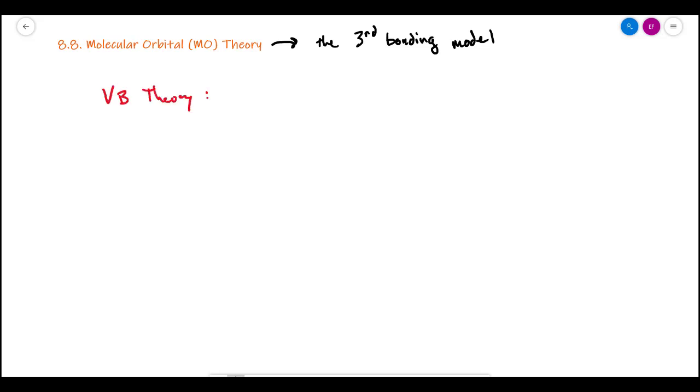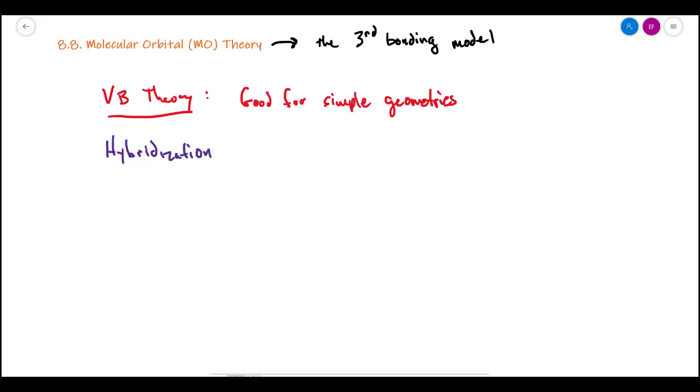That's still valid for some things, and it's good for simple molecular geometries, right? It's really good at describing simple things, and it has simple visualizations. Hybrids or hybridization is really an extension. It's not really a totally different model. It's just a sort of addendum to the valence bond theory model.